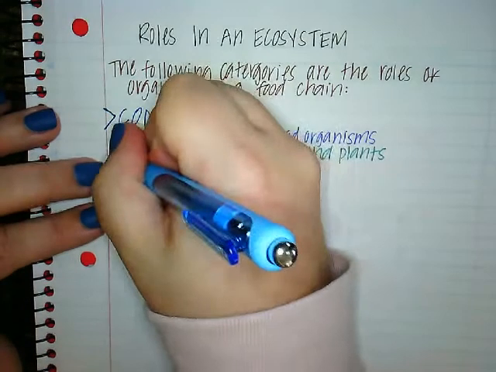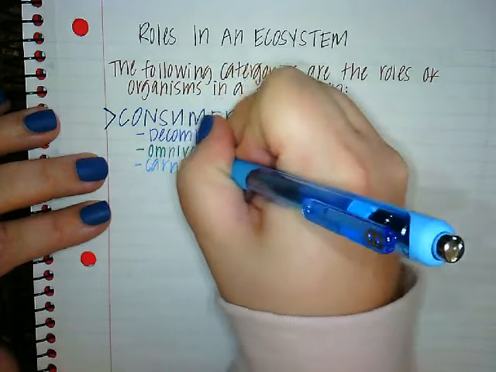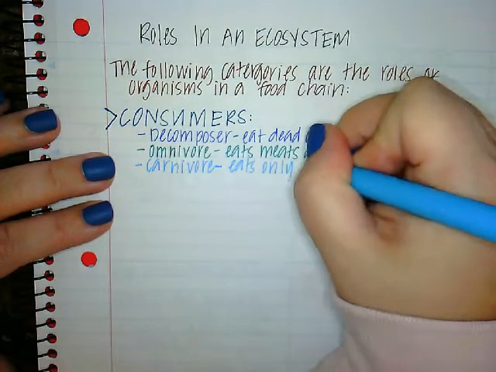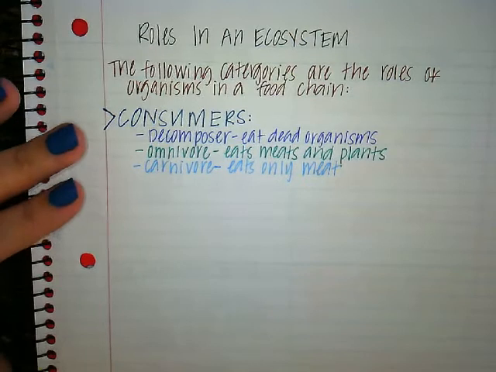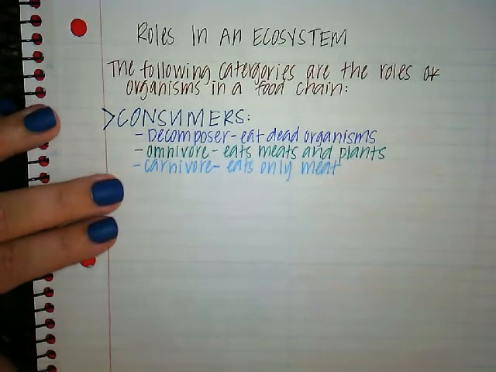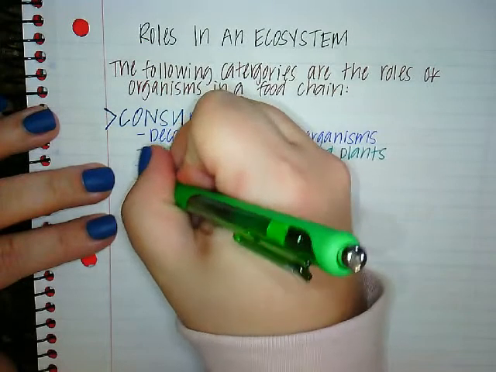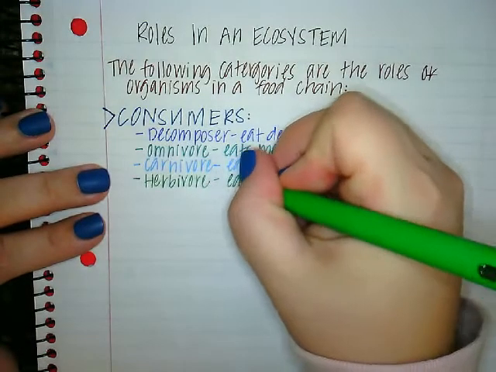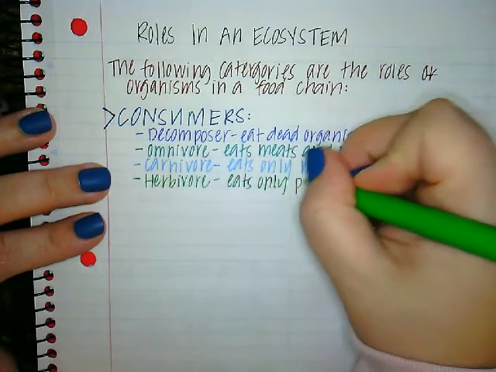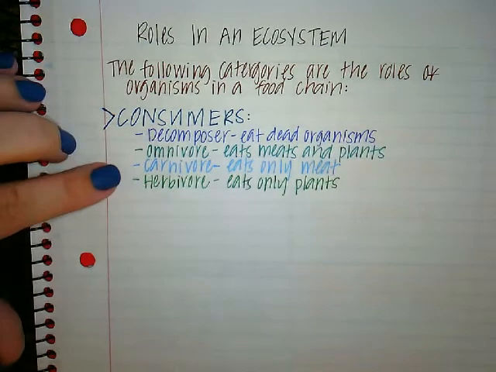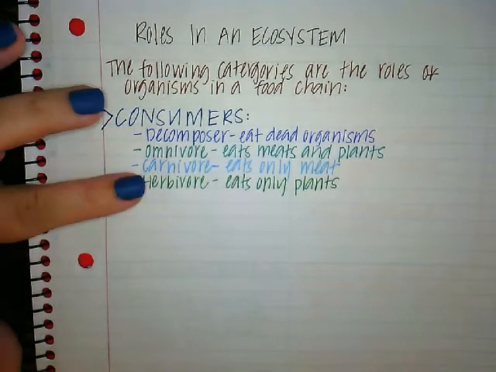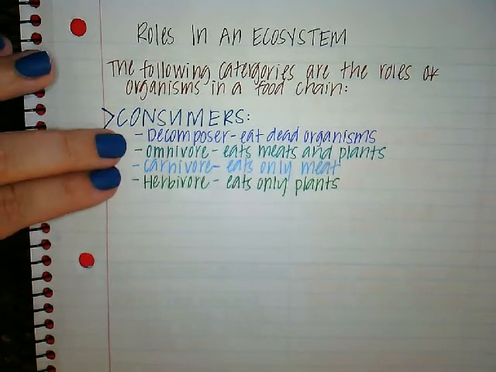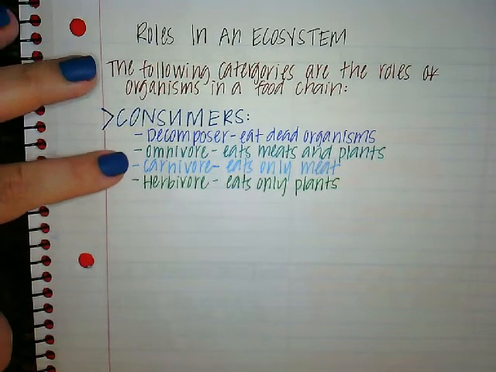Our next category is going to be a carnivore. Okay, and a carnivore eats only meat. Then we're going to write herbivore. An herbivore eats only plants. Okay, this is kind of like the vegetarian version of organisms in an ecosystem. So now you can kind of look at these and figure out what category you fall into. I am an omnivore. I definitely eat meat and plants.